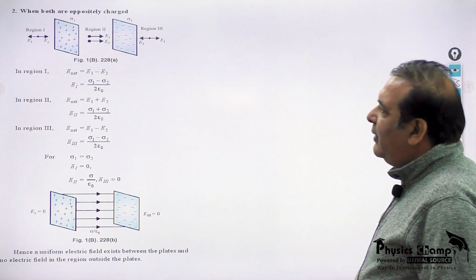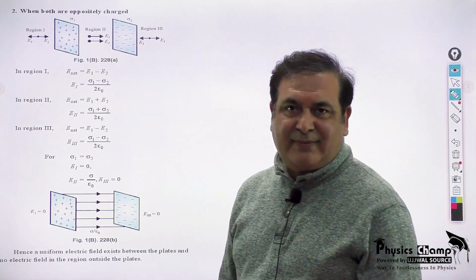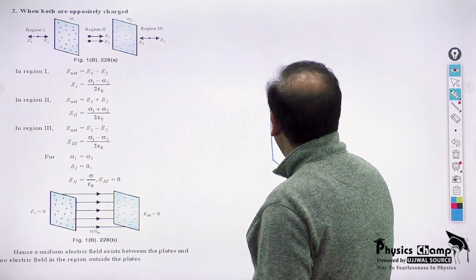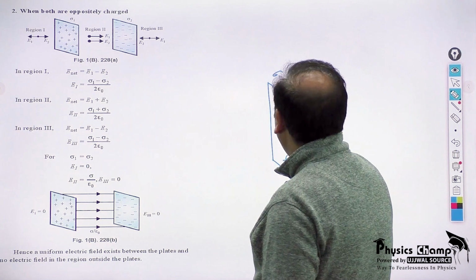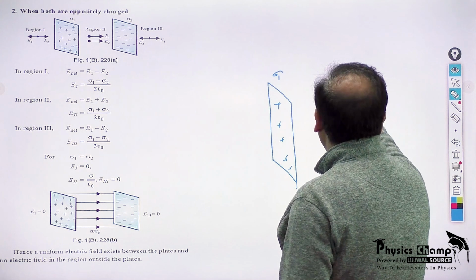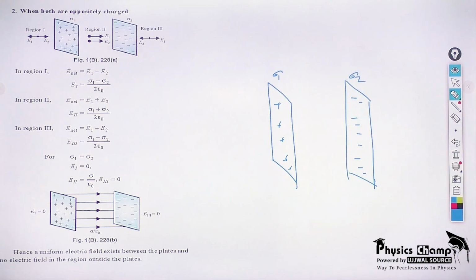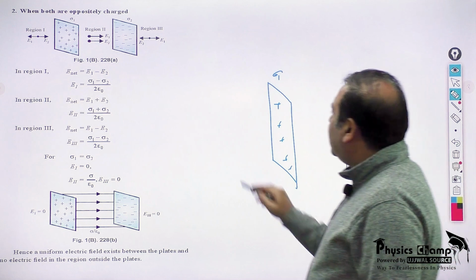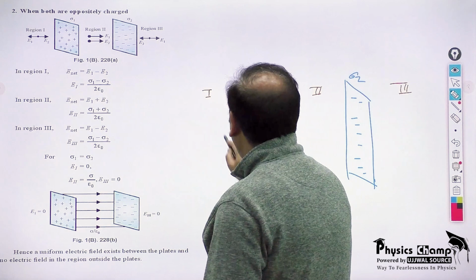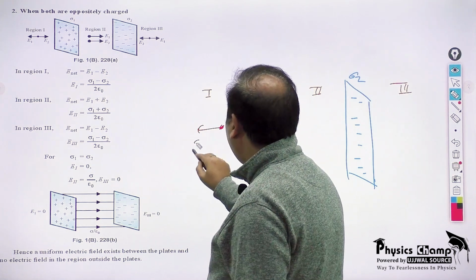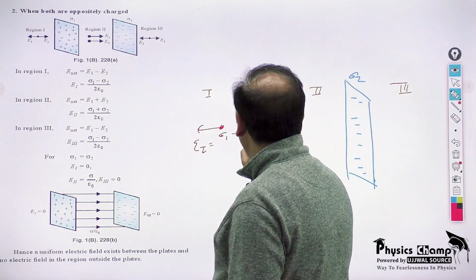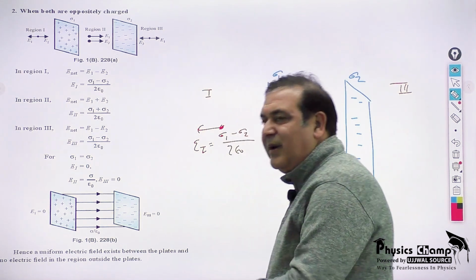The other case is when both are oppositely charged. So in this situation, you have got two sheets. One is having charge density sigma 1 and another having charge density minus sigma 2. Now what will happen in region 1, region 2 or region 3? In region 1, there will be a net electric field which is (sigma 1 minus sigma 2) by 2 epsilon naught. I hope you understand.